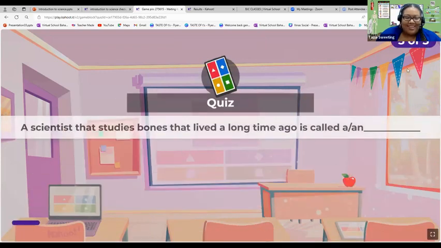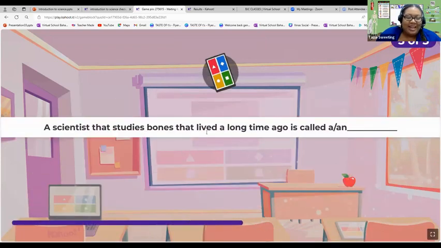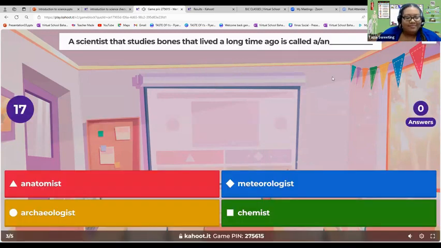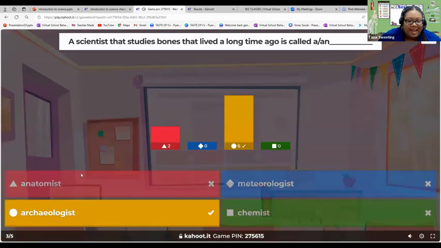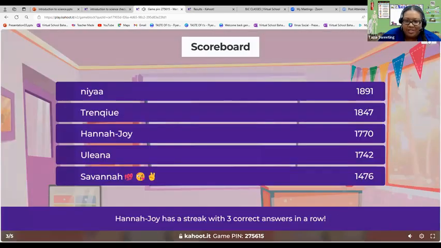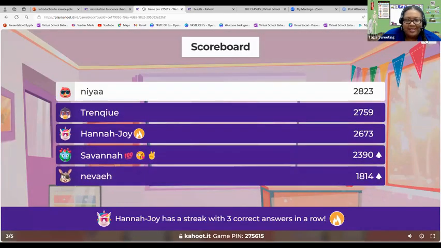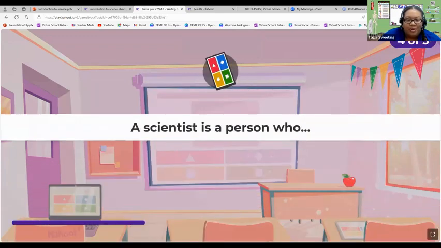Number 3, a scientist that studies bones that lived a long time ago is called... Studying bones that lived a long time ago. And the answer is an archaeologist. Very good. Those persons that would have gotten it correct, the 6 of you. An archaeologist studies bones that lived a long time ago.